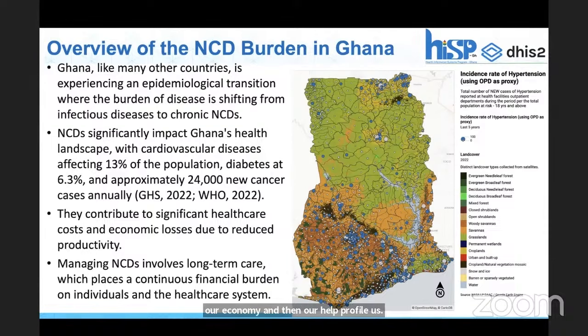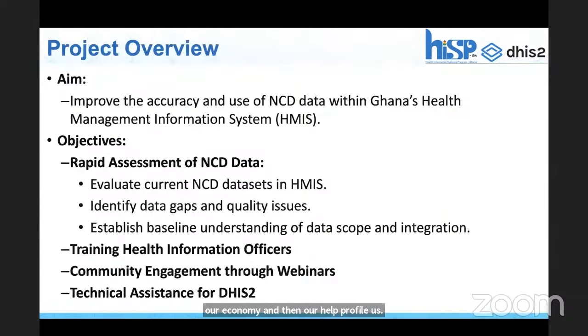profile as a country. When it comes to the project, what we aim to do was to improve the accuracy and use of NCD data within Ghana's health information management system. And so as objectives, what we did was a rapid assessment of NCD data that is available routinely in Ghana. So we evaluated all the data sets that were in the national HMIS, that is DHIMS 2, and also tried to see what baseline understanding of the data scope and integrations we can recommend going forward in an effort to consolidate all NCD related data that is available in country.